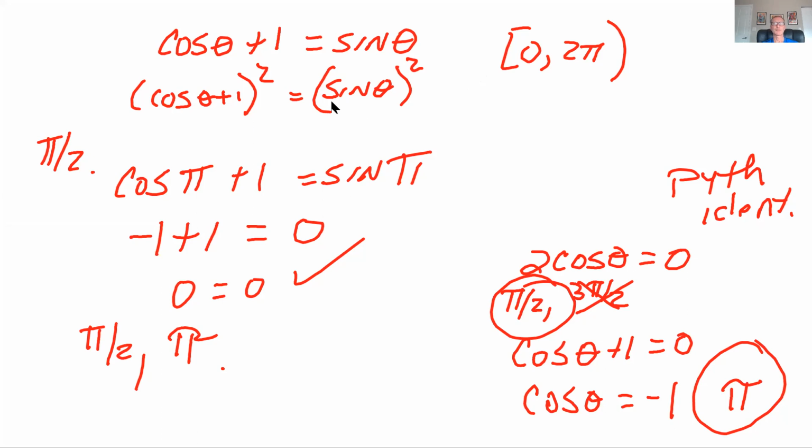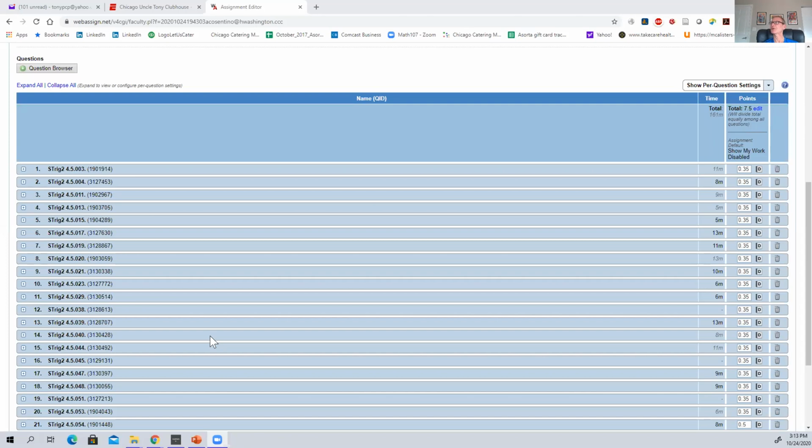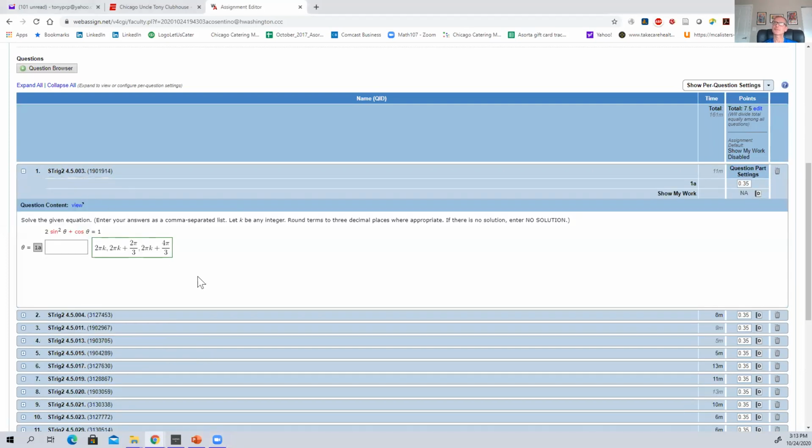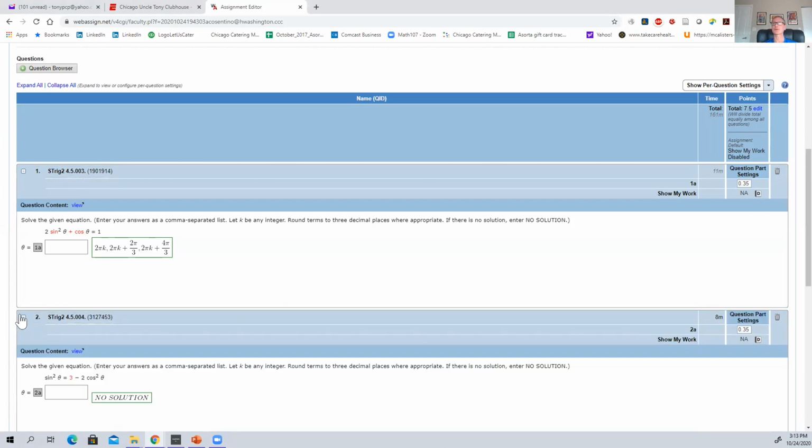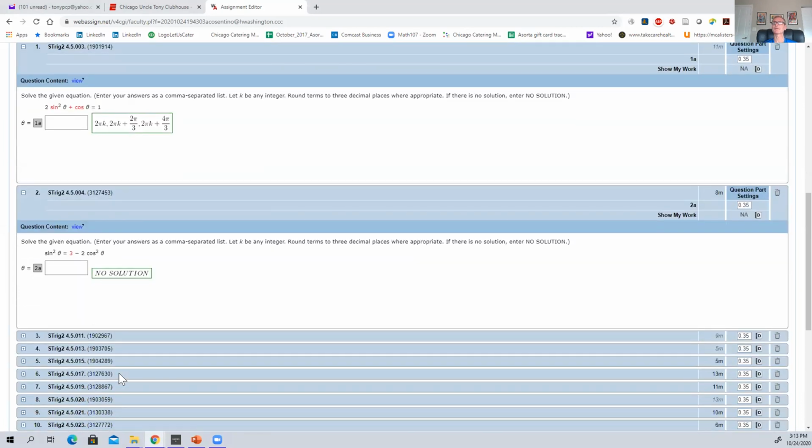I put it on pause there real quick because I pulled up WebAssign here just to show you that, say, the first part of this homework is problem 1, right? Where we have 2 sine squared of theta plus cosine of theta equals 1. Pythagorean identity again to simplify it. And you'll see that the next one has no solution, but you have to prove that. And again, the idea of Pythagorean identity will be quite helpful with that.